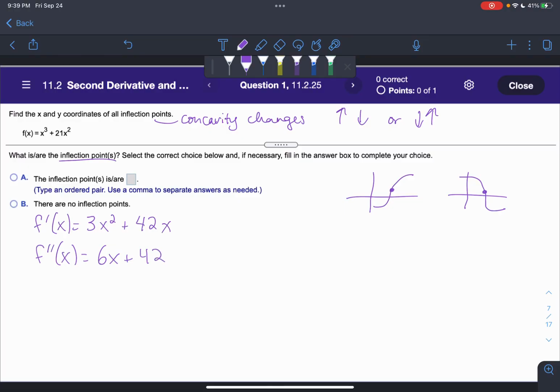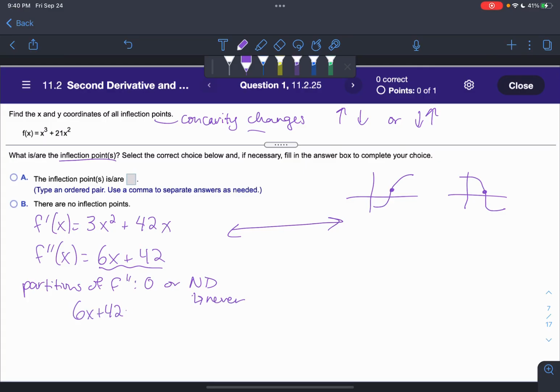And so inflection points occur, or potentially occur, when we have partition points, like on our sign chart, and concavity changes. So we'll need our partitions of f double prime. So that's again where it's 0 or not defined. Our second derivative is a polynomial. It's a line, so this is never undefined. But let's find out where it's equal to 0. That seems to occur at -7.